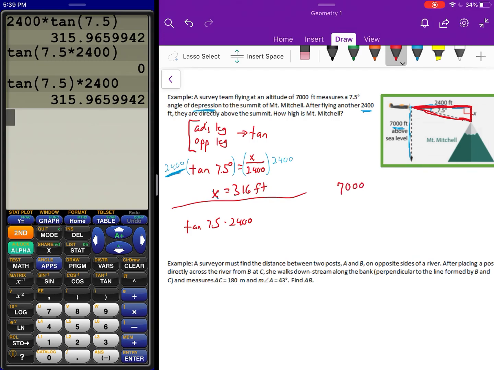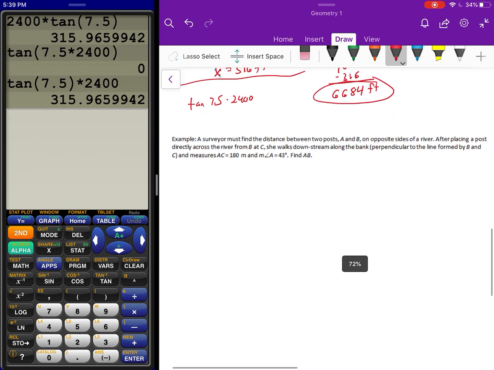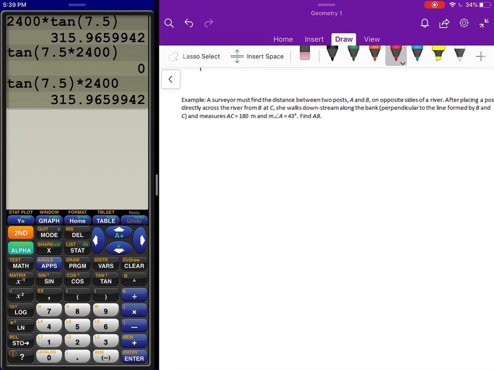We want to find out how high is Mount Mitchell. So we're going to take the 7,000, because they were flying at 7,000 feet, subtract 316, and you get 6,684 feet. And that is the height of Mount Mitchell.